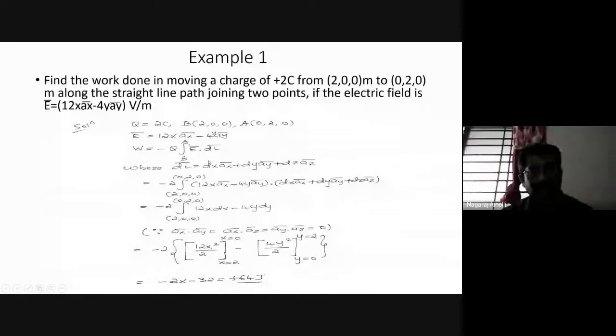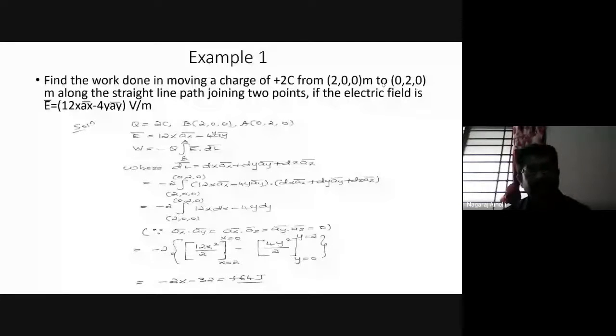While explaining the derivation, I told that DL bar is dx AX bar plus dy AY bar plus dz AZ bar in the Cartesian system. Now students, the important thing is that we have to identify in the given question which coordinate system they have given. That is very important, that is the first thing you have to do. First identify in which coordinate system it is given and which coordinate system they are asking.